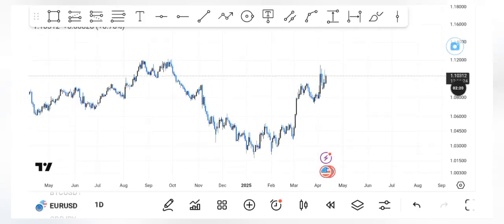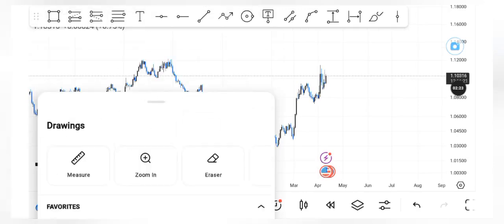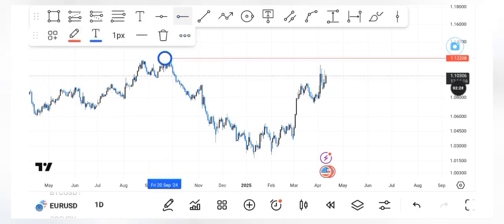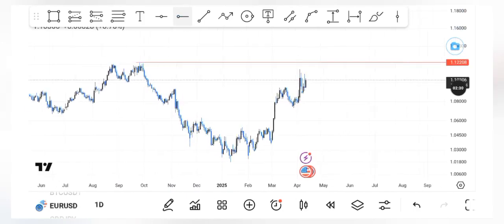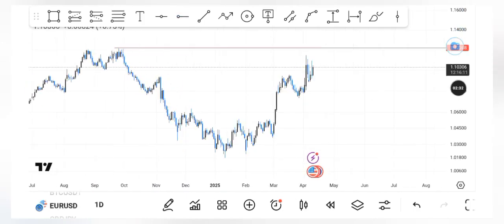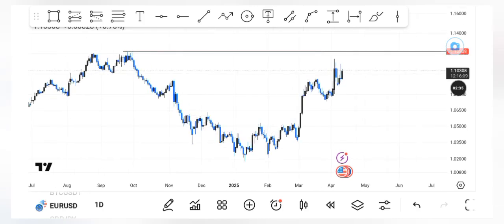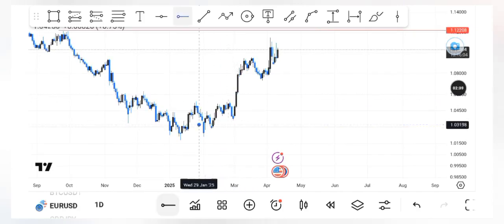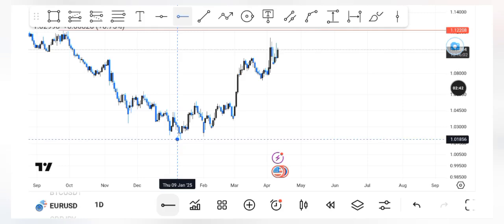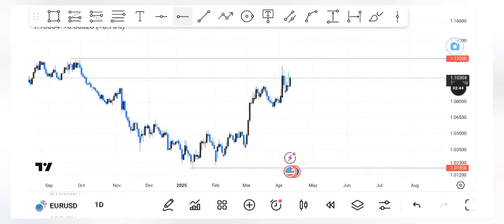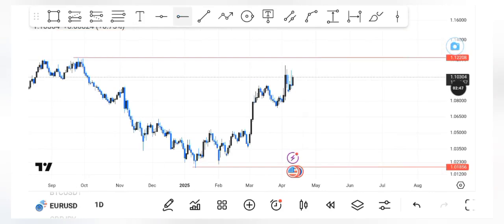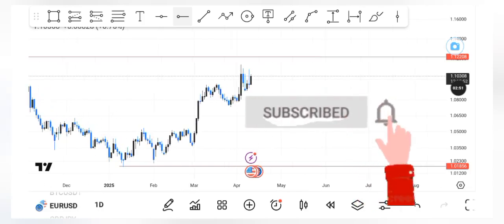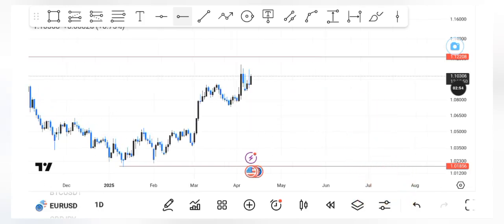So here we are on the daily time frame, and we know that this market is targeting this draw on liquidity above. As you're seeing there, it's targeting the draw on liquidity with a massive buy to the upside. And we know from the daily time frame, this is bullish. You mark your key levels from the higher highs and the lower lows.